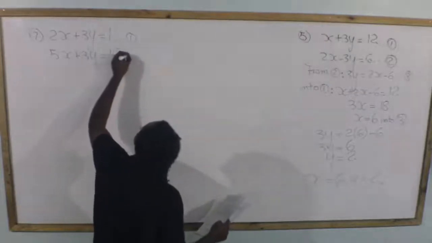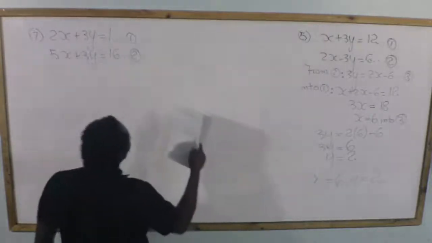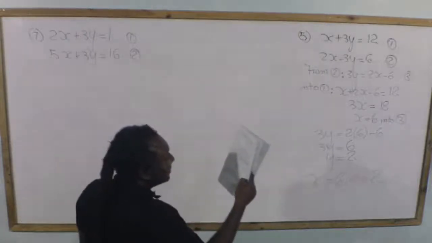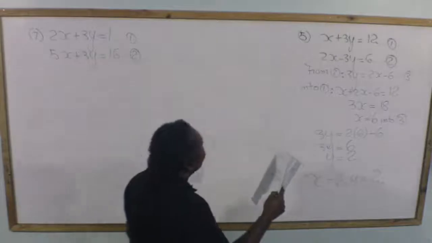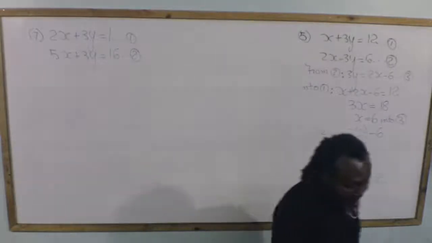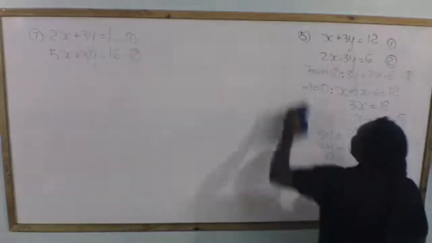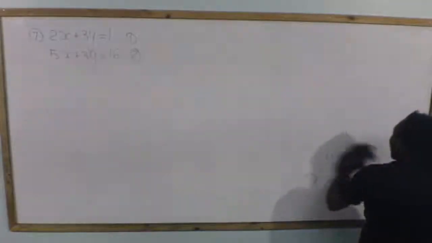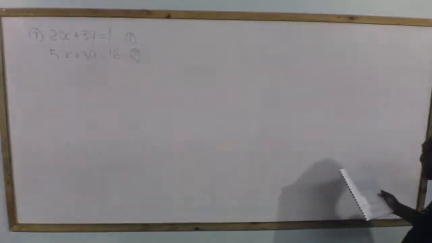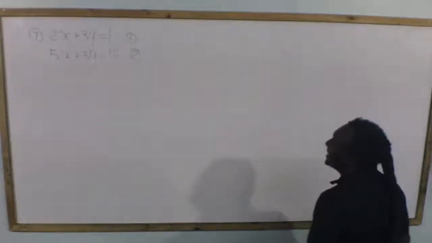So that is your equation 1, and that is your equation 2. 2x plus 3y is equal to 1. 5x plus 3y is equal to 16. And we're going to put number 9 on it, which is of course the last one that we're going to be doing. So number 9 will go up also, which says x minus y is equal to negative 2.